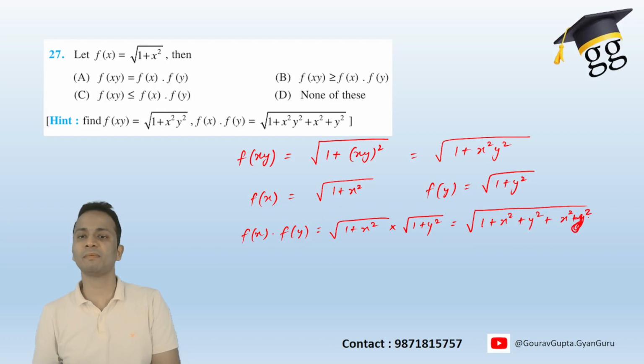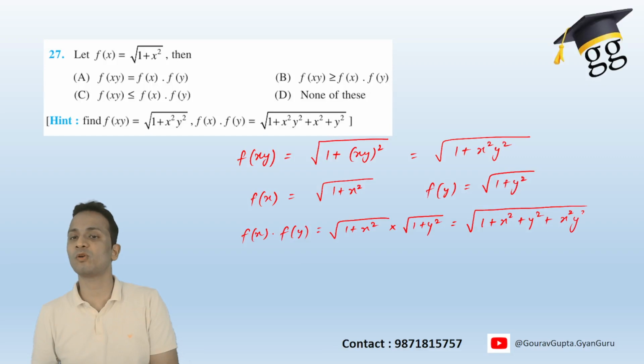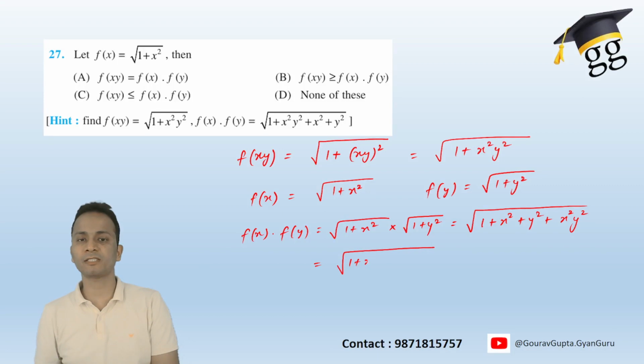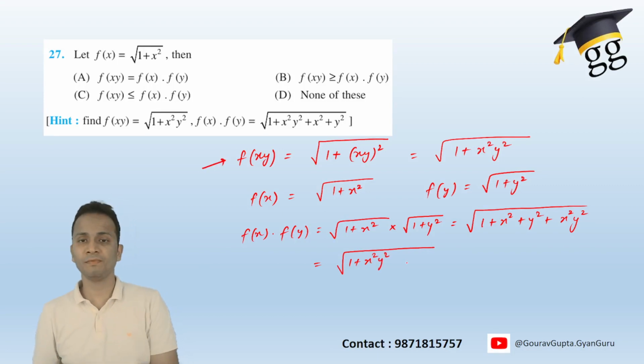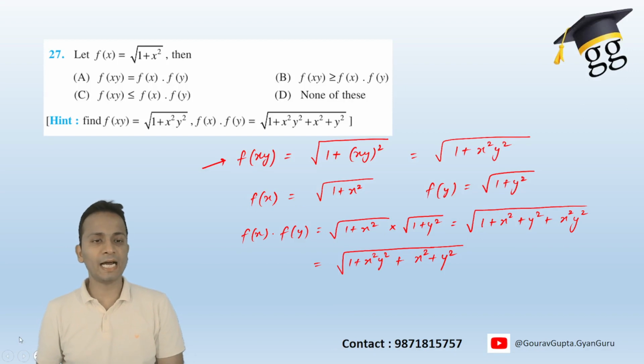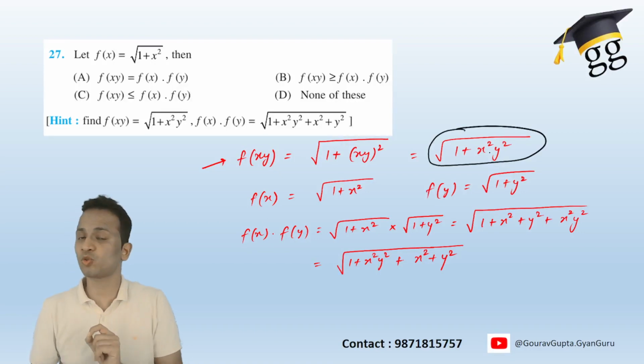Alright, x square multiplied by y square. I'll write it once again, this last part: under root of 1 plus x square plus y square plus x square y square. Now I'll rewrite this as under root of 1 plus x square y square, which was there in f of xy, plus x square plus y square. So I can see that in f of xy, which is written up there, I had under root of 1 plus x square y square.